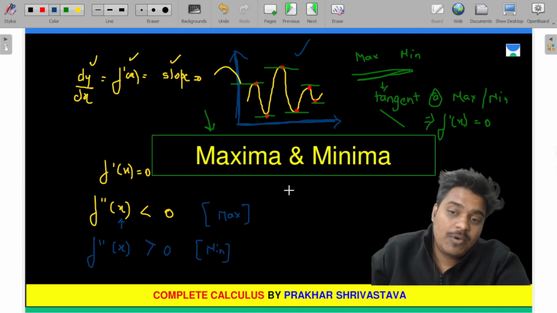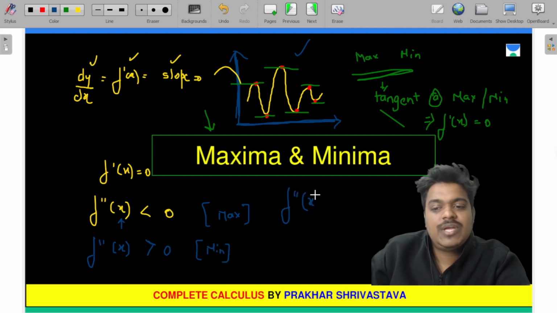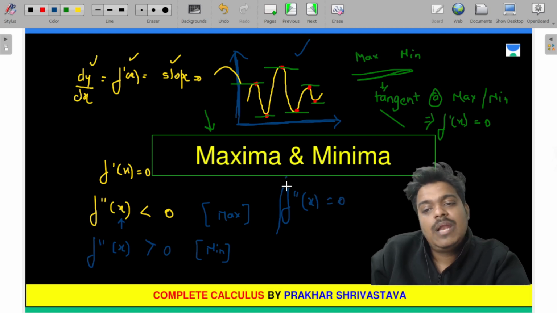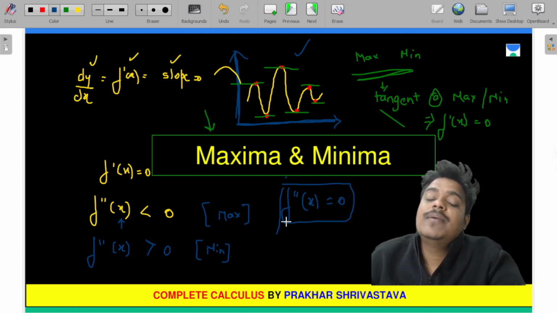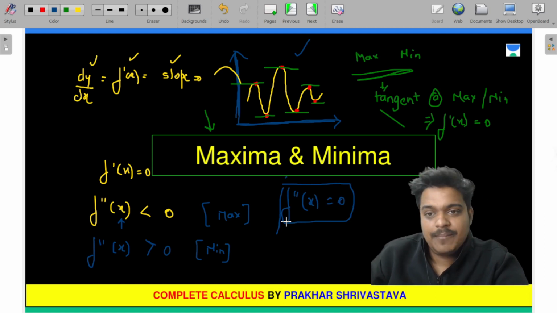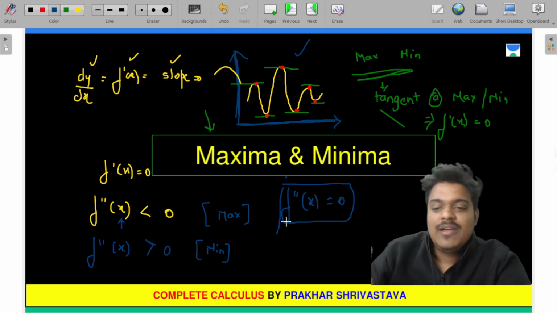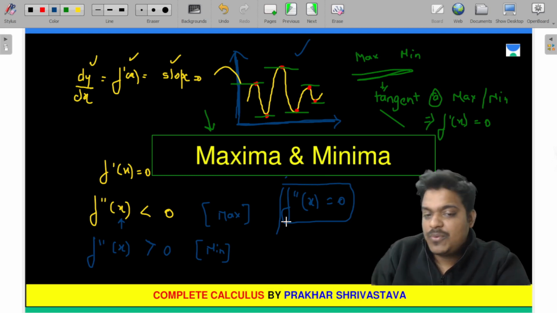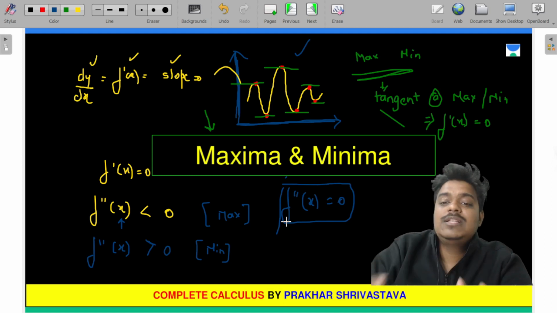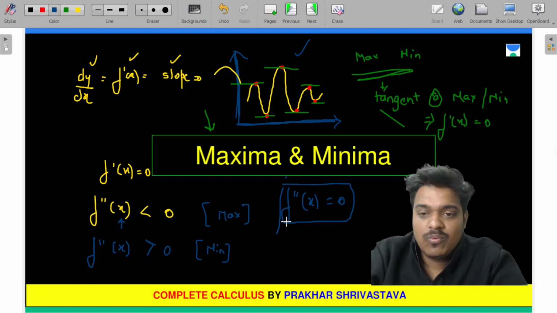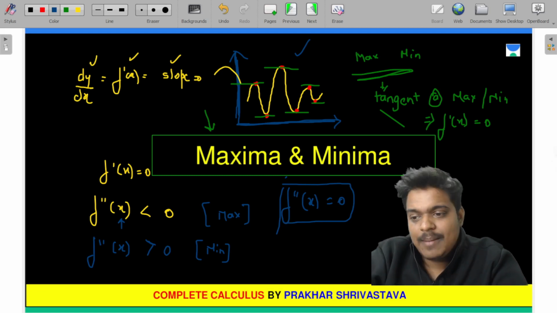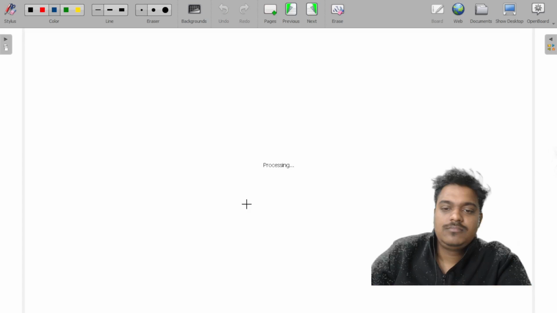And it might be possible that you get f''(x) equal to 0. Now in this case you cannot do anything. Is it clear? So that is why we'll try to find out how to solve questions. But I hope you have got the gist of how a maxima or a minima works.